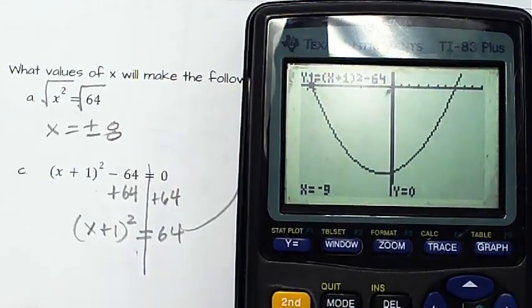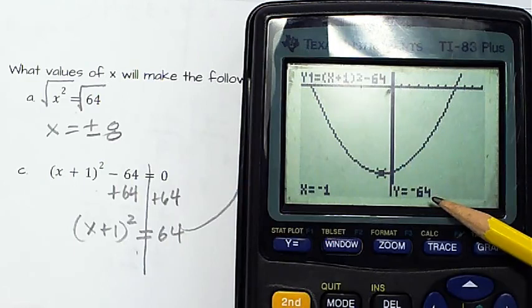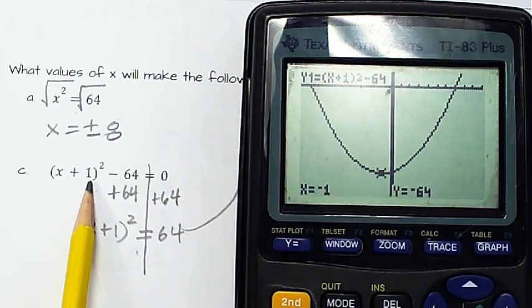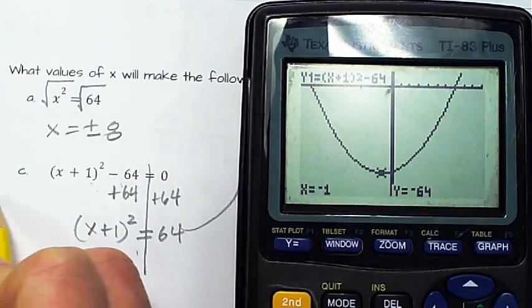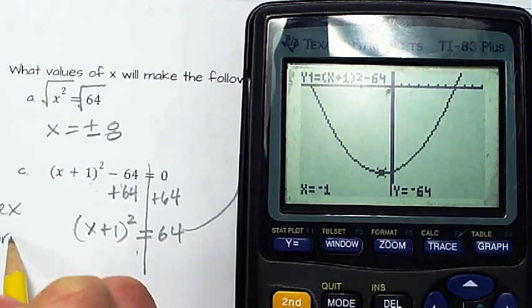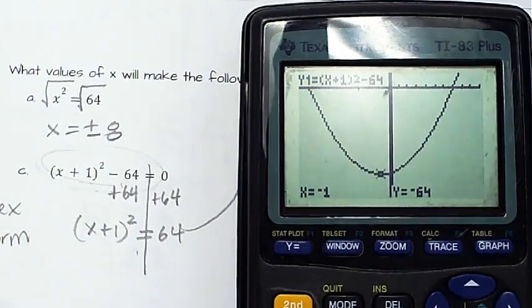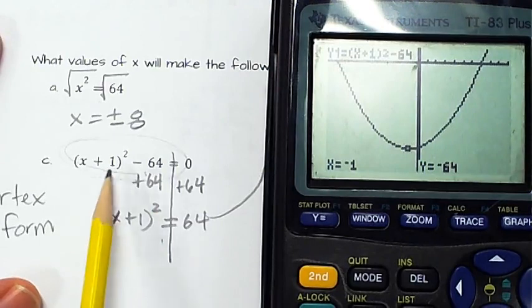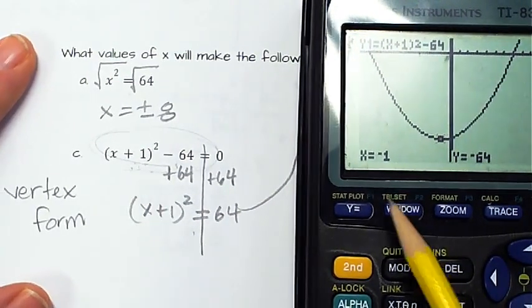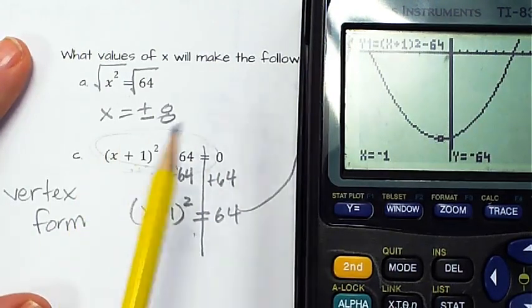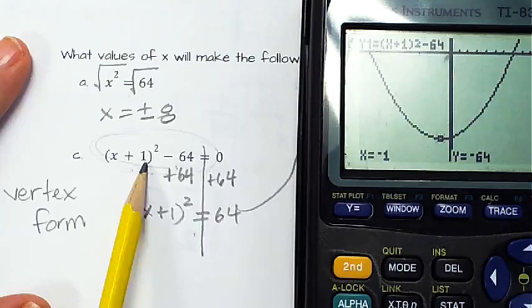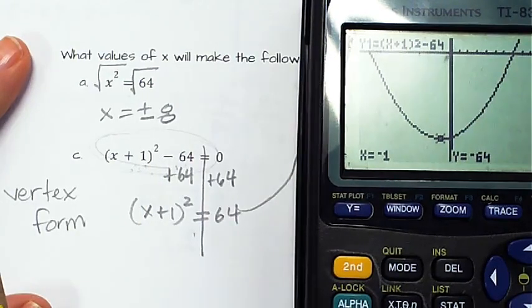Now, I happen to know that this vertex is negative 1, negative 64. And I just want to point out, do you see a 1? Do you see a 64? This is called vertex form because when the equation is written like this, you can see the vertex. Now you might be saying, well, this says plus 1 and the vertex is negative 1, negative 64. I'm not going to explain all of that, but you can see what that x coordinate is. You just would need a little practice figuring out the sign. All right.